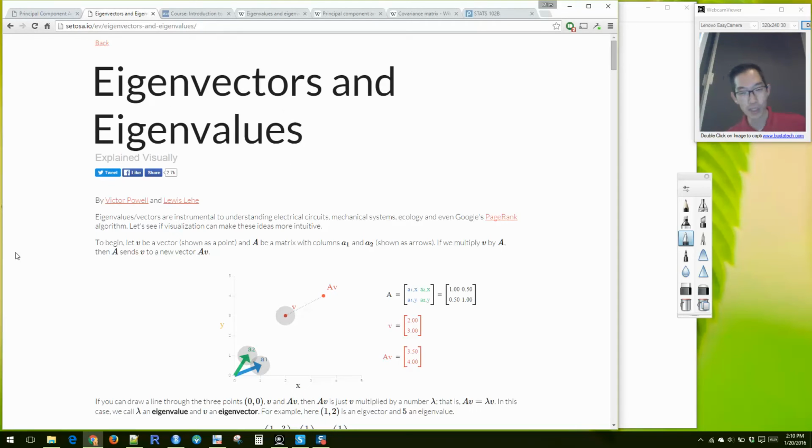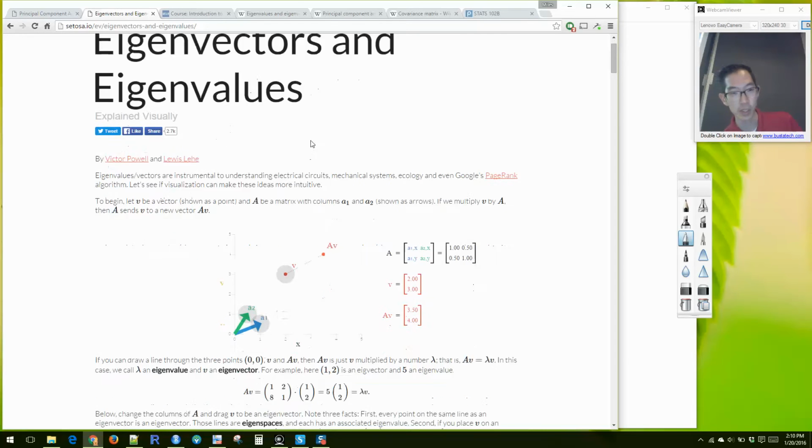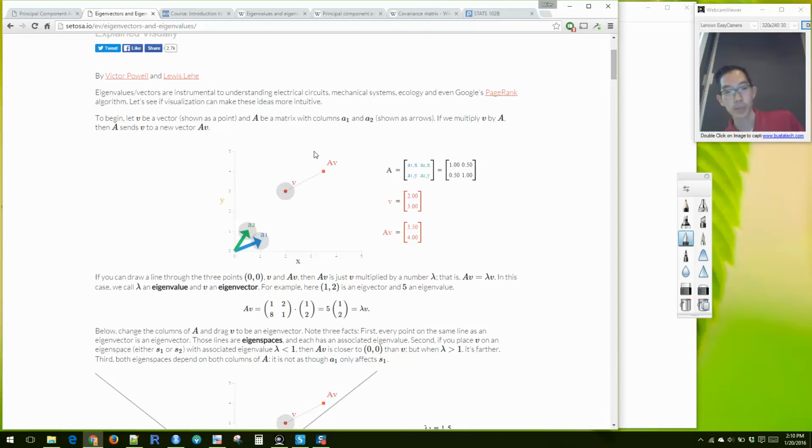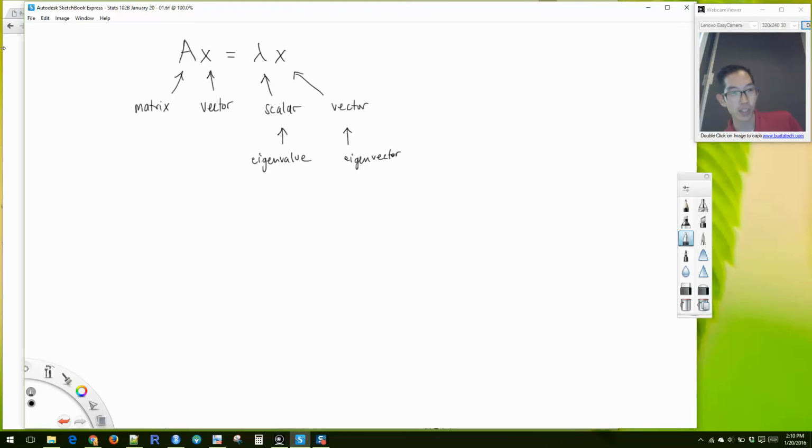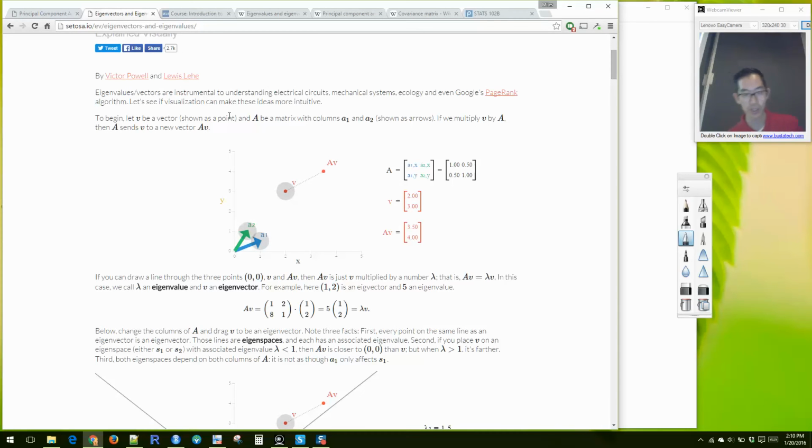Then, once we get this down, we can start talking about principal component analysis. Okay, so basically, I used x, but this page used v. I hope that's not too confusing.